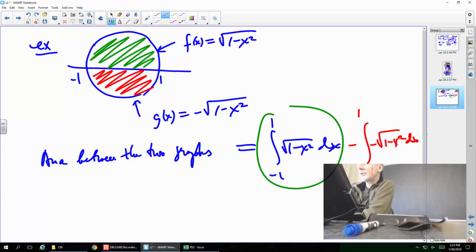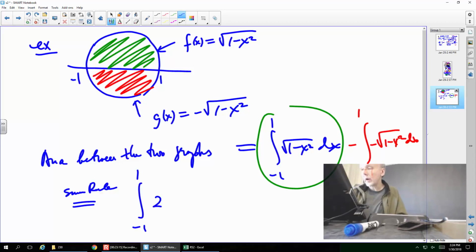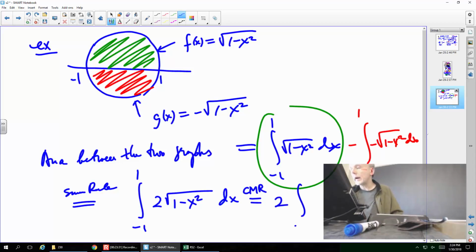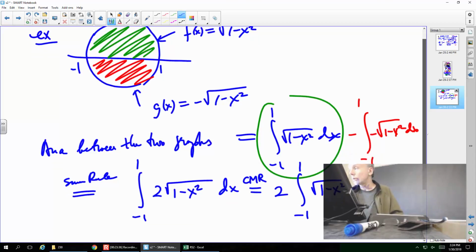Okay, but as you can see, whether we use the formula from last page or we just combine these two together, I apply the sum rule. And what do I get? I combine them into one integral, so I don't have to do it twice, from negative 1 to 1. And I have twice the integral of square root of 1 minus x squared dx. Okay, so at this point, I factor 2 out. That's the constant multiple rule, by the way. I have an integral between negative 1 and 1 of square root of 1 minus x squared, the integral that we did.